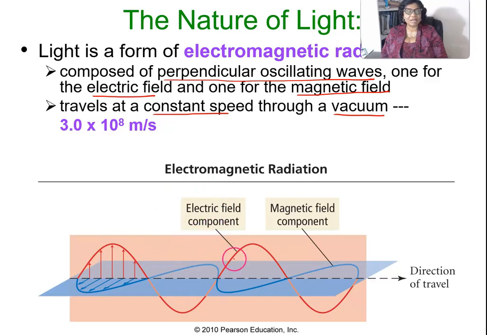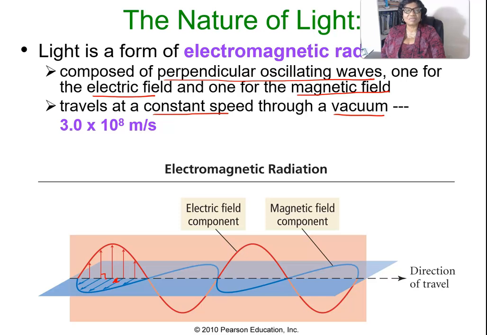So the red line represents the electric field and the blue line represents the component of the magnetic field. So you see, this is 90 degrees, and this too is moving at 90 degrees. So that's why we say it's perpendicular. That's how they are moving. But let's look at light, which we say is oscillating waves.